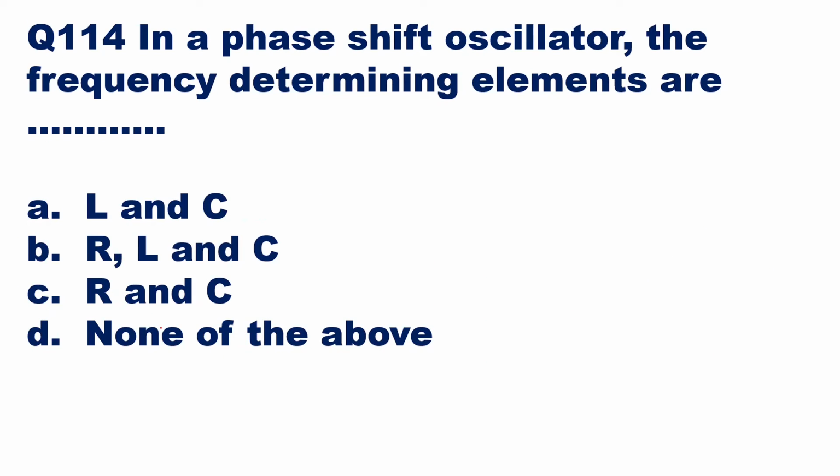In a phase shift oscillator, the frequency determining elements are what? Options are L and C, R, L and C, R and C, and none of these. In a phase shift oscillator, we know that the frequency of oscillations is given as f naught equal to 1 upon 2 pi RC root 6. So to determine the frequency, what we require is R and C.